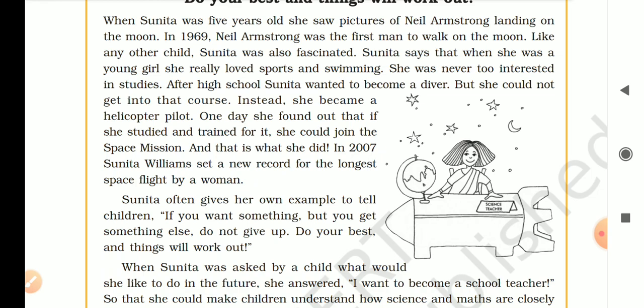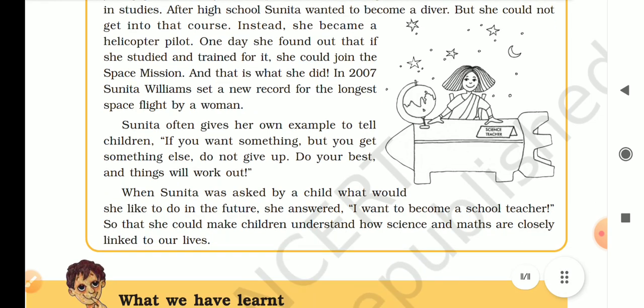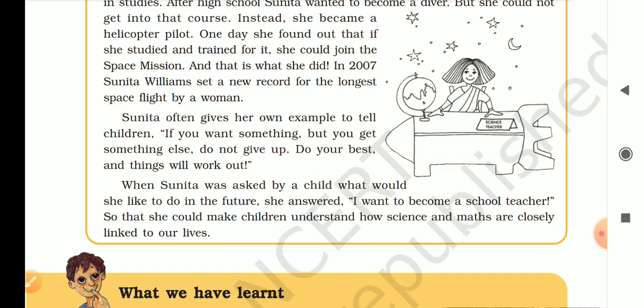One day, she found out that if she studied and trained for it, she could join the space mission. Slowly, the interest was generated in space science, and she started training. She could join this space mission. Related to the space mission, she started the training, and that is what she did in 2007. Sunita Williams set a new record for the longest space flight by a woman. It was a record.